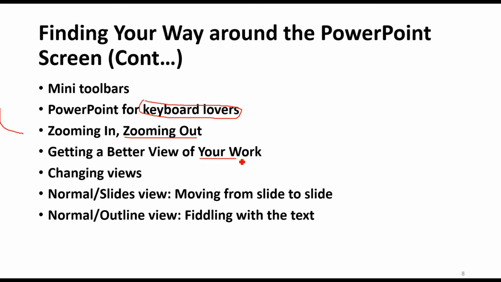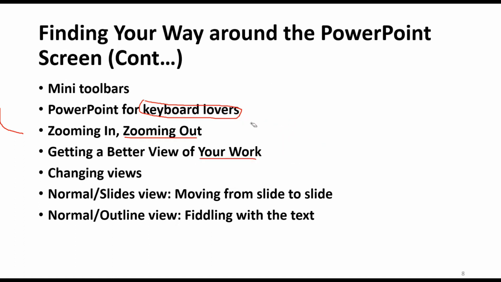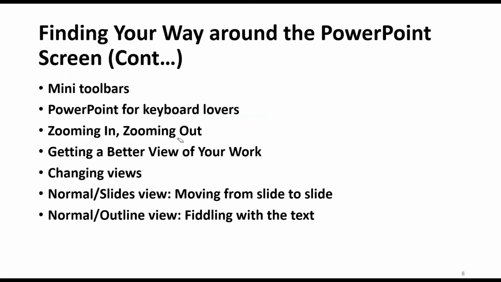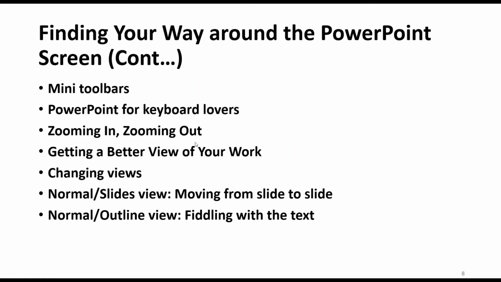So after drawing or highlighting, if I don't like this, I want to erase this. Two keys, one is Ctrl E. When you press Ctrl E, the eraser option appears. Wherever there is a line I don't want, I just make a click, and that will be erased. If you want to erase everything, you can just press E, and E will erase everything. To come out of the eraser, you can press Escape or even press Ctrl A, A is for arrow, which will come back to the arrow mark again.